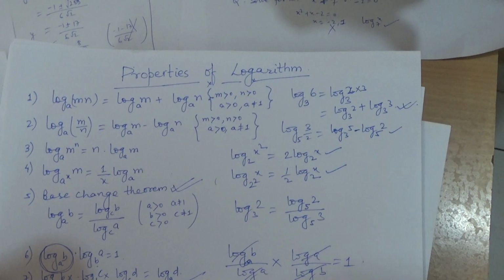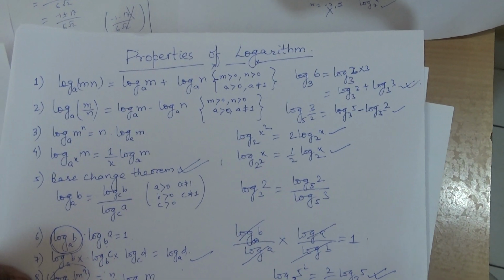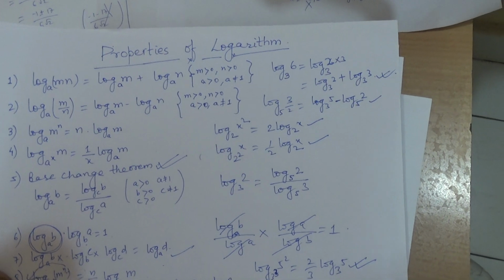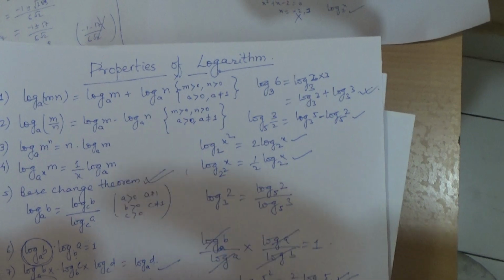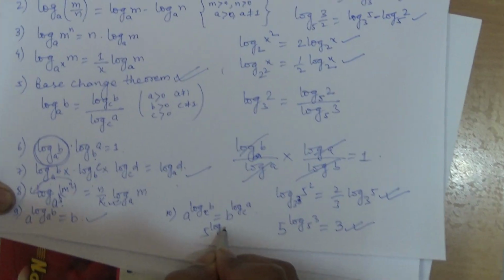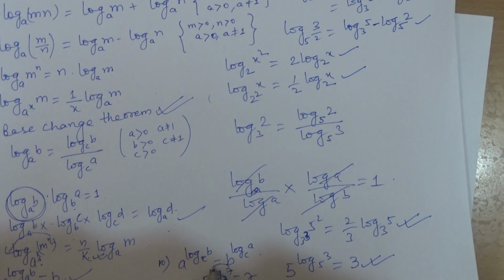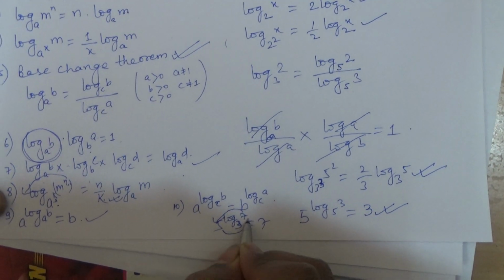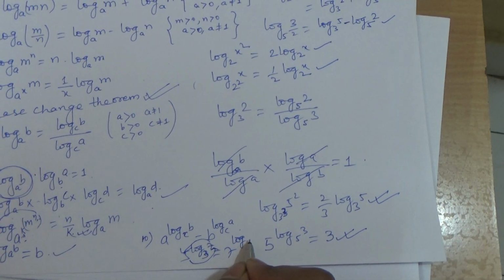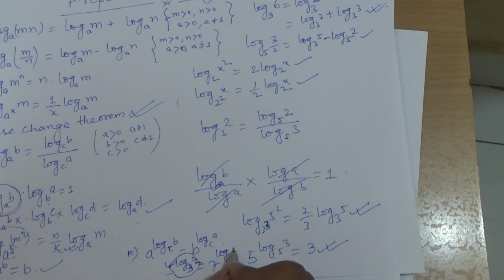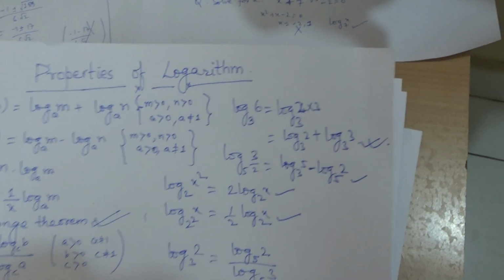Okay. And the ninth important property is 3 to the power log 5 base 3, it is only 5. And the tenth: 5 to the power log 7 base 3 is equal to, this can be written as 7 can be transferred in place of 5, and 5 can be transferred in place of 7. Okay. These are the important properties of logarithm.